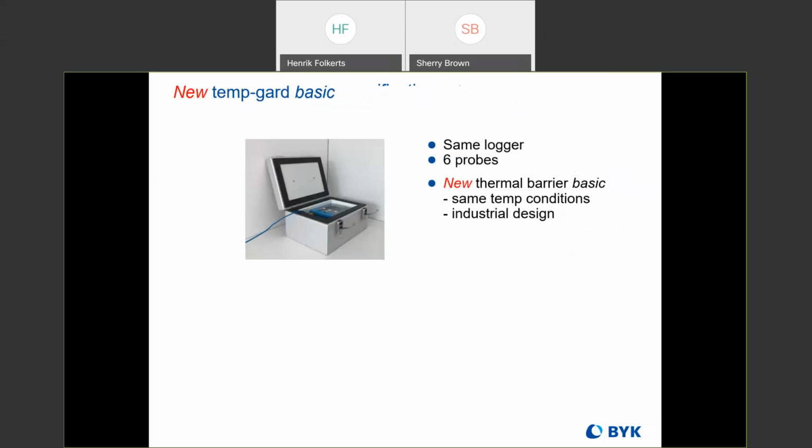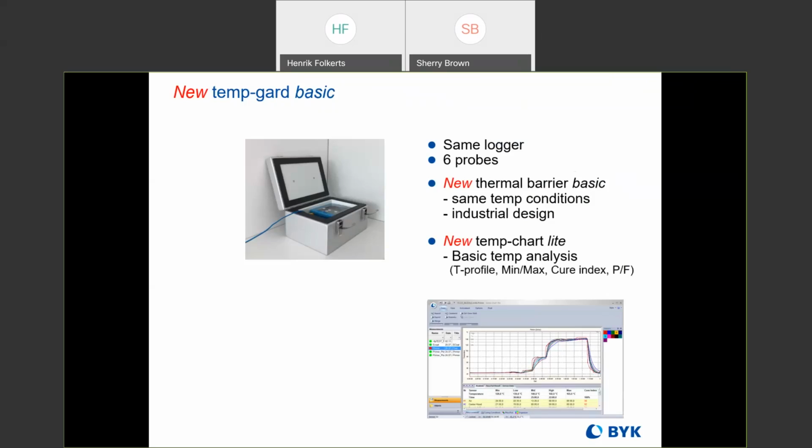So in addition to our Temp Guard Pro, we also have the lower cost Temp Guard Basic. So this is the same logger. It comes with 6 probes, but there's a new thermal barrier design, a basic design. It's a more industrial design, not quite as pretty as the other thermal barrier, but it does have the same temperature conditions as the Pro model.